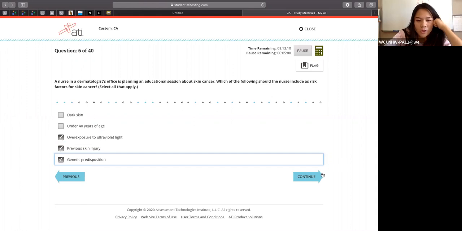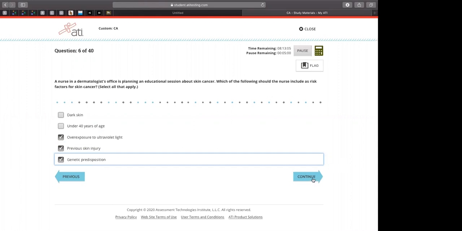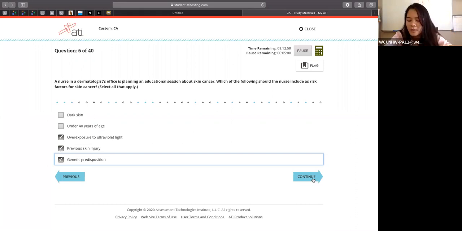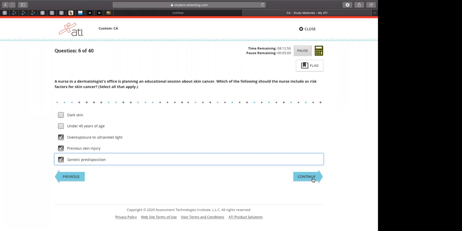Yeah, guys, do you agree? Yes. But by previous skin injury, that could be like any scab, anything. Yeah, because then that spot is now like at risk for damage. Oh, okay.